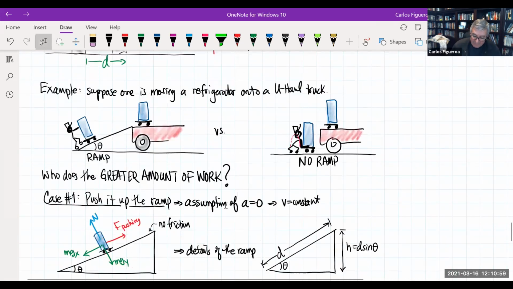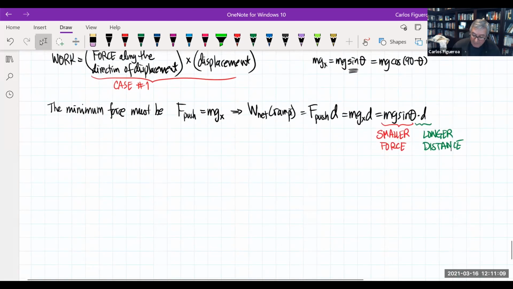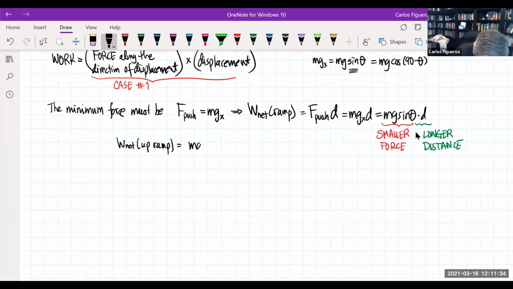Check this out. Look at the picture. This is our second picture. Smaller force, bigger distance is going to give me a work. It's the same type of thing. Okay, so now let's go. So now I know what that work is. In summary, the net work going up the ramp is then going to be mg sine of theta times d.